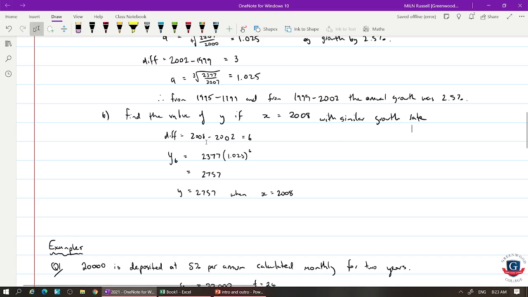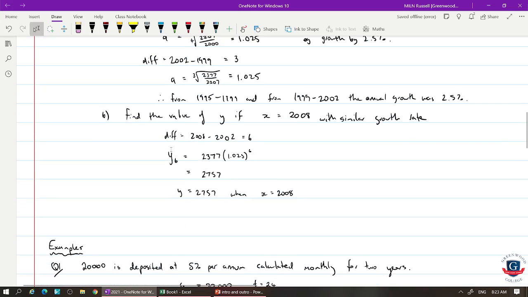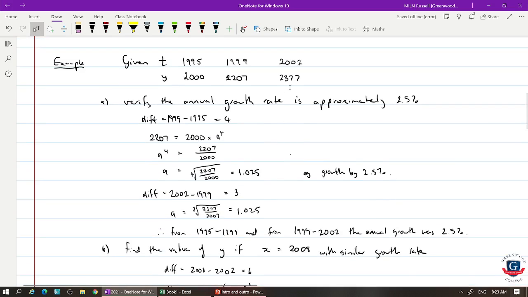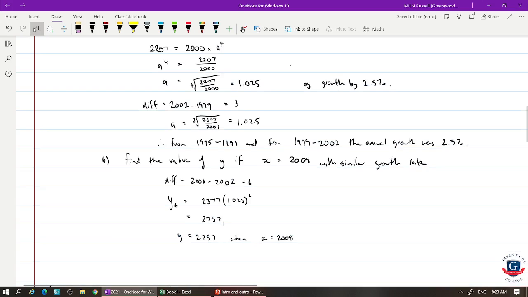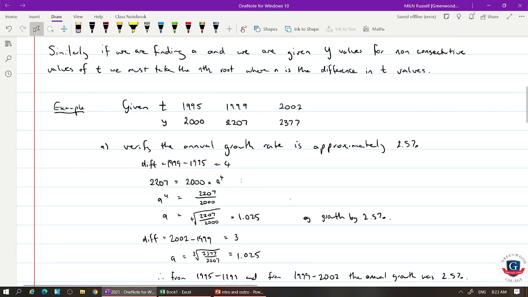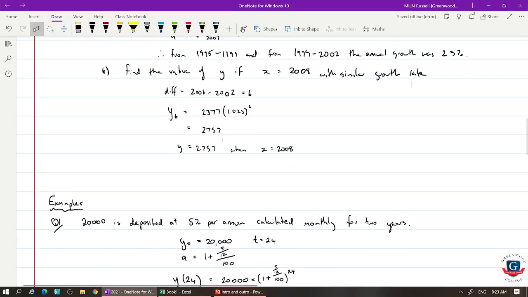So from 2008 to 2002, which is our next nearest one, there's 6 years apart. Y6 equals 2377 times 1.025 to the power of 6, which gives us 2757 when x is 2008. Now, this approach may seem strange because you might want to put y0 here every time, but because we're compounding by a fixed rate, it doesn't really matter where we start as long as we go forward from that point.